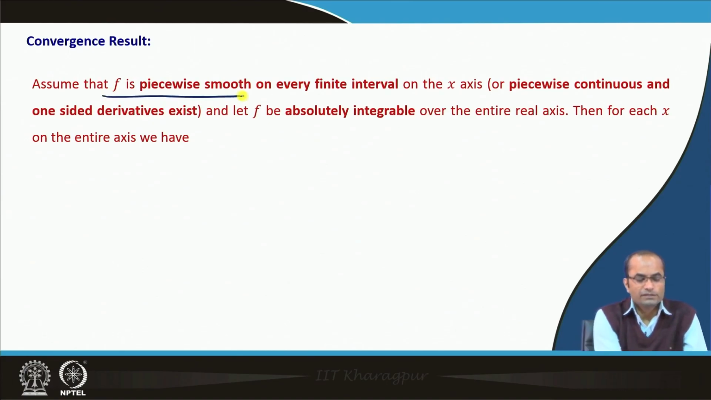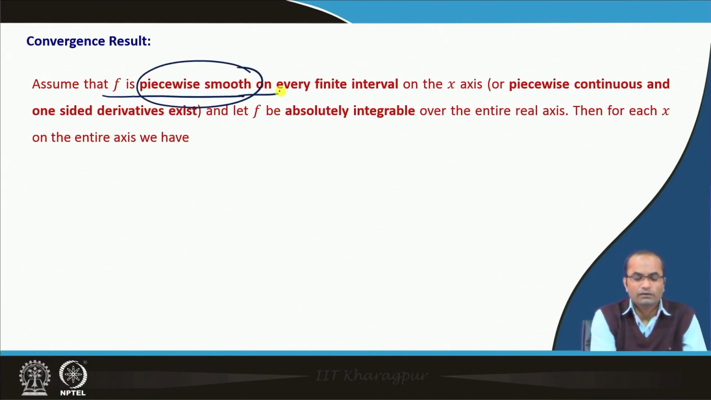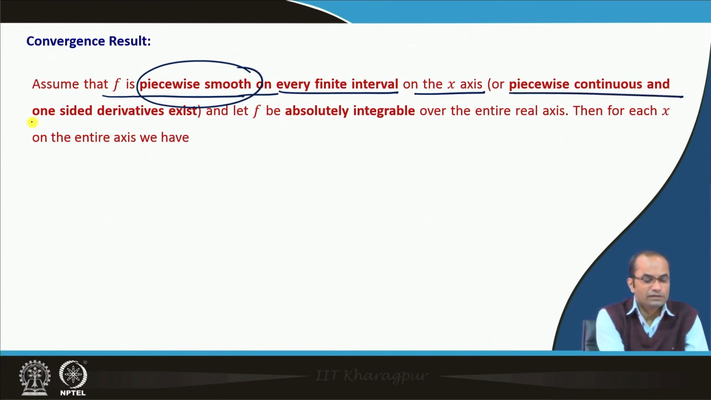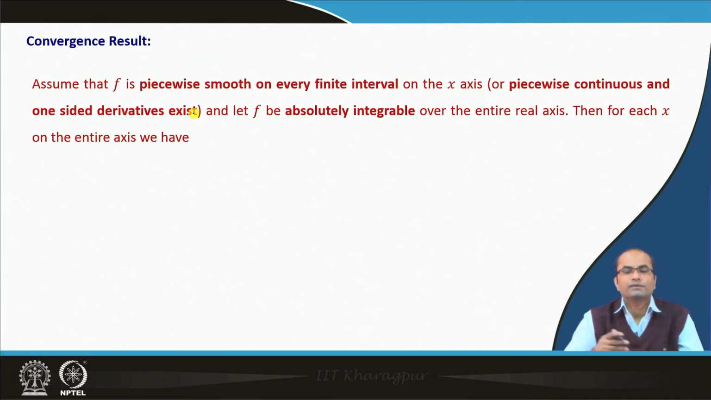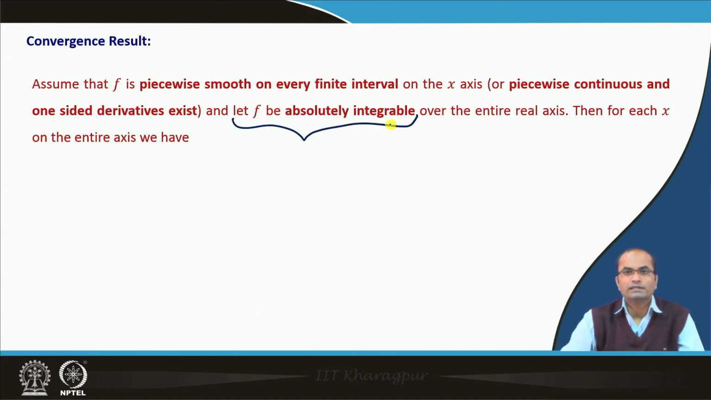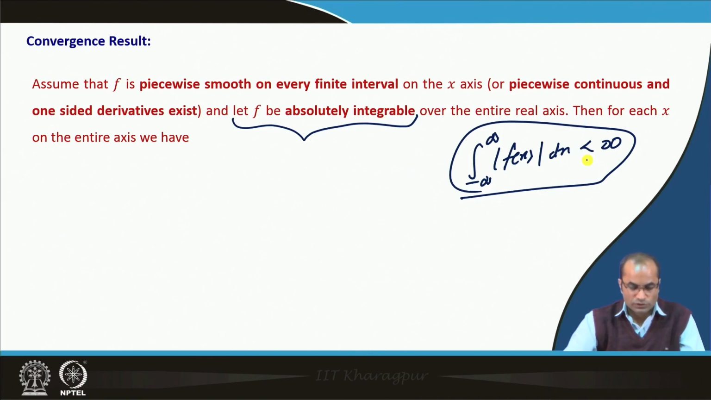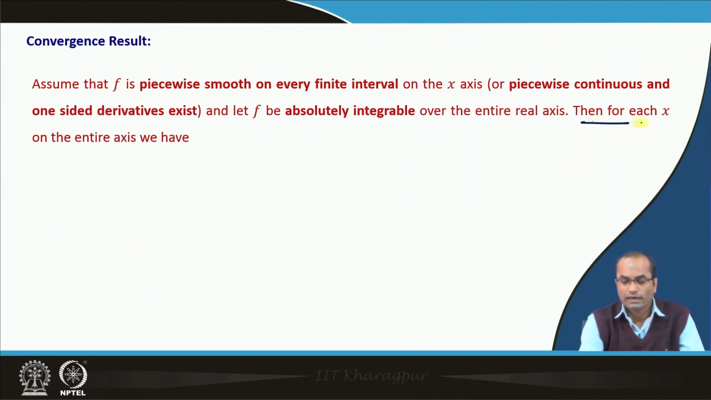Well, so just to summarize this result again in terms of the convergence theorem. Let f be piecewise smooth. This is sufficient now. So, we are talking about piecewise smooth again on every interval on the x axis, or we can replace it by piecewise continuous with one-sided derivatives. So, similar conditions to what we have discussed for the Fourier series, and on top we have an additional condition here that f be absolutely integrable. That means the integral from minus infinity to plus infinity of |f(x)| dx is finite, that it converges.